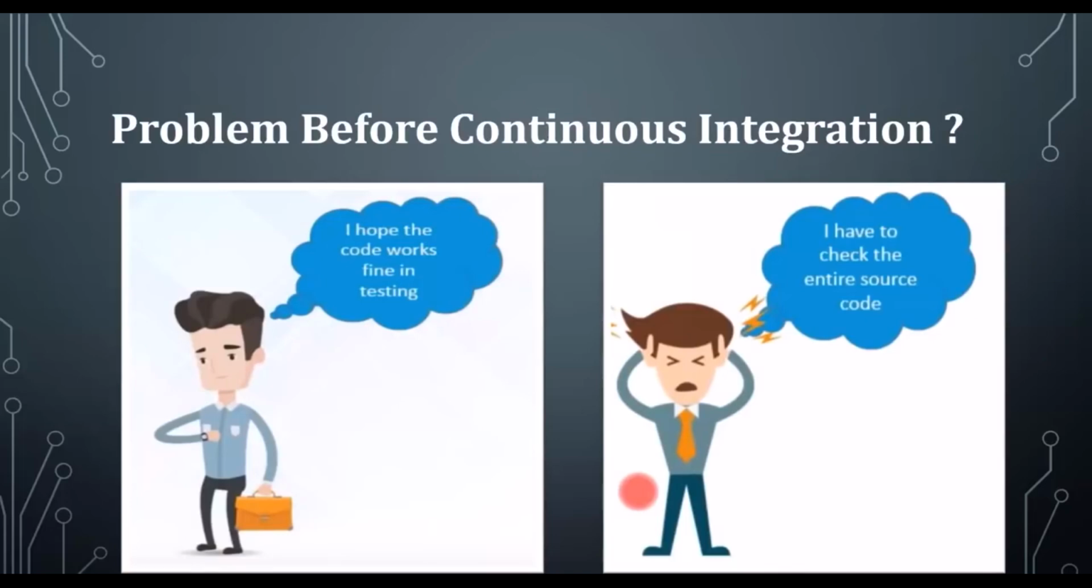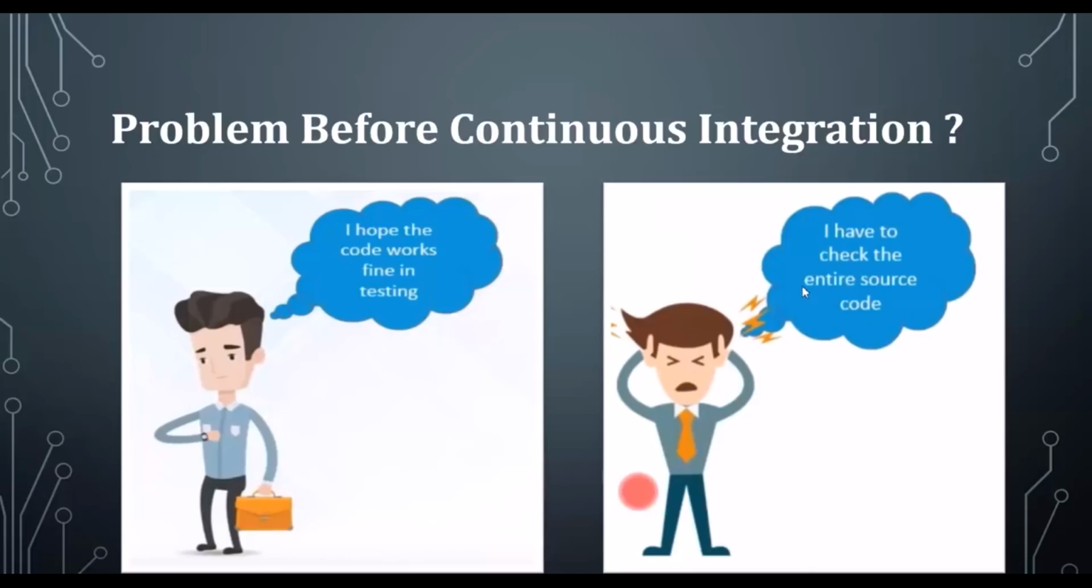Problem before continuous integration: I hope the code works fine in testing. This guy did the commit and he did the build, then the code moved to the test environment. And at that time, this guy is not sure whether his code will work fine or not. And he will wait a long time to get the test result. So it looks more time consuming. Come to this next guy: I have to check the entire source code.